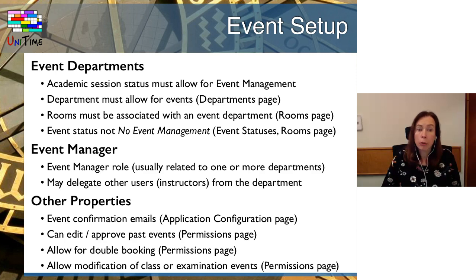It's possible to set up further properties. You can set up even event confirmation emails in the application configuration page. That means that the events are not locked in UniTime, but when there is a new event added, there will be an email to the departmental event manager of that room saying that, oh, look, you need to approve a new event. Or when anything changes, there will be emails to the contact email addresses.